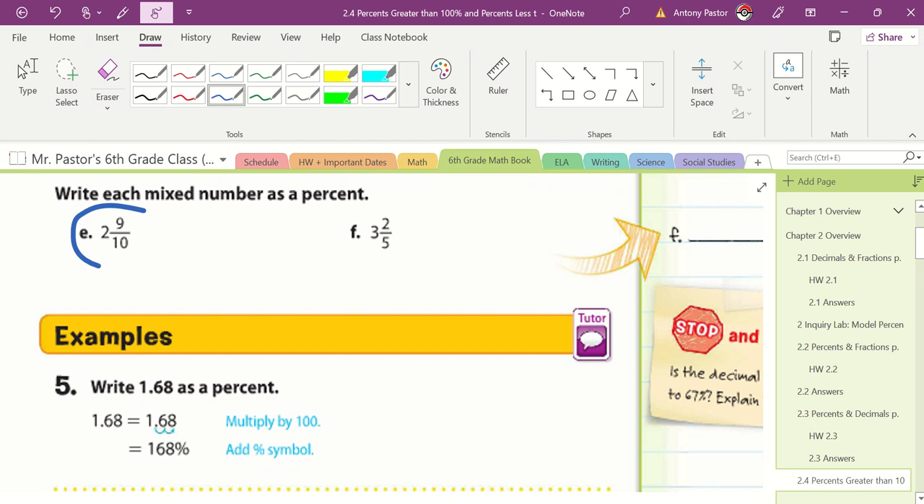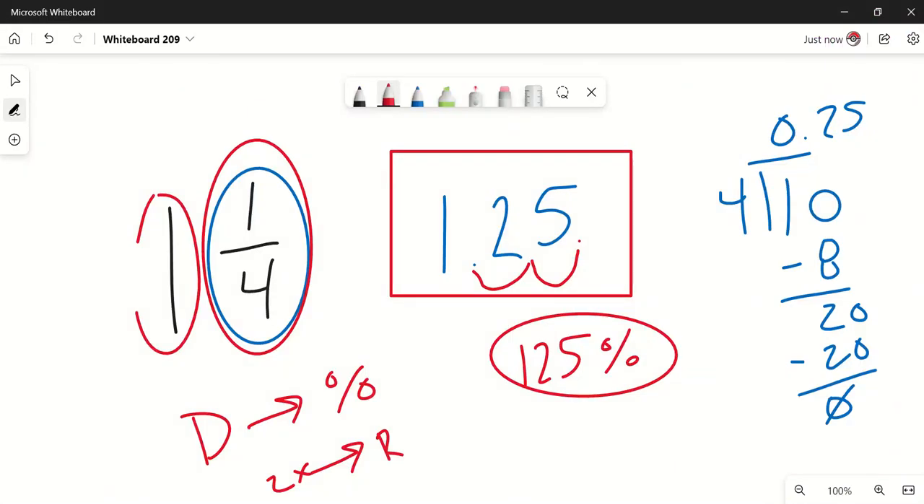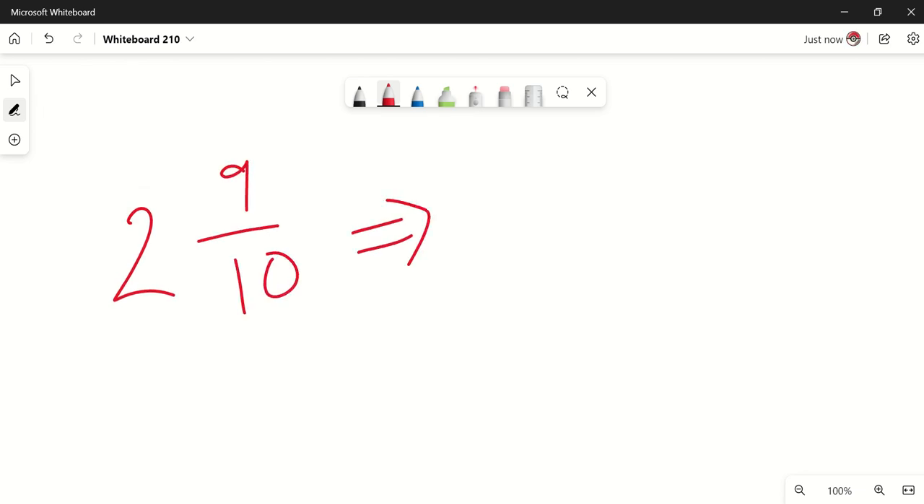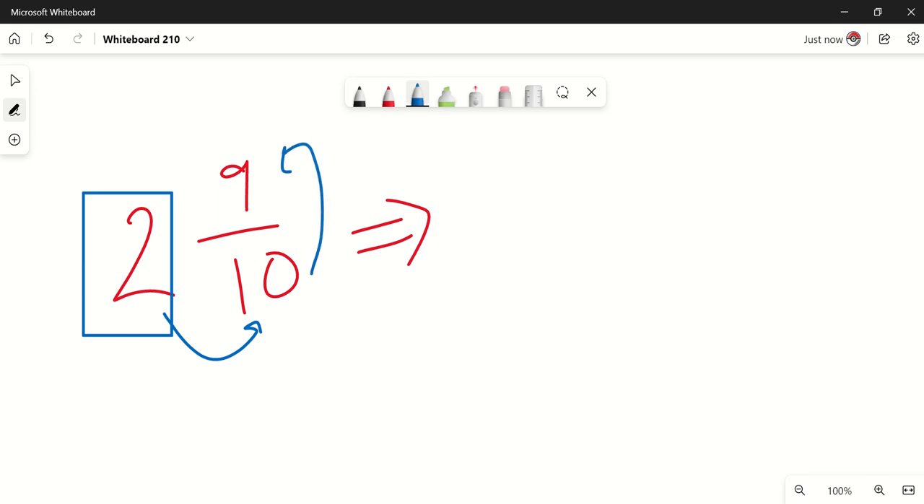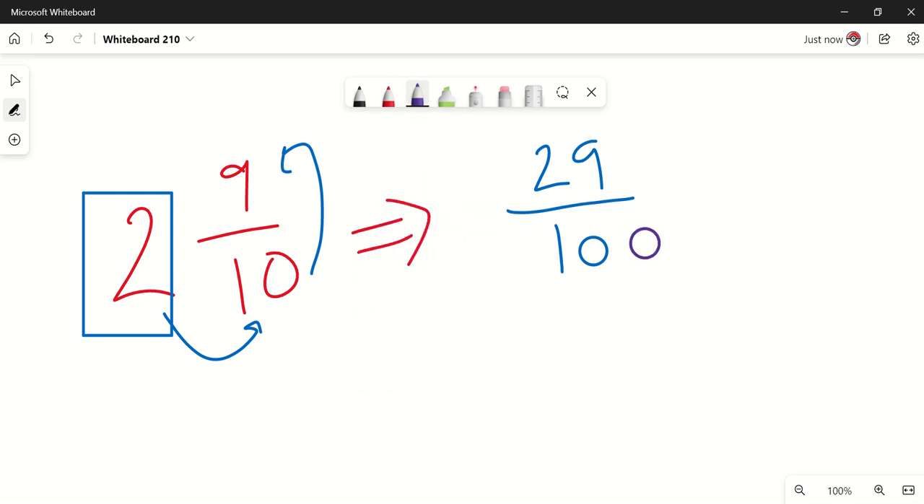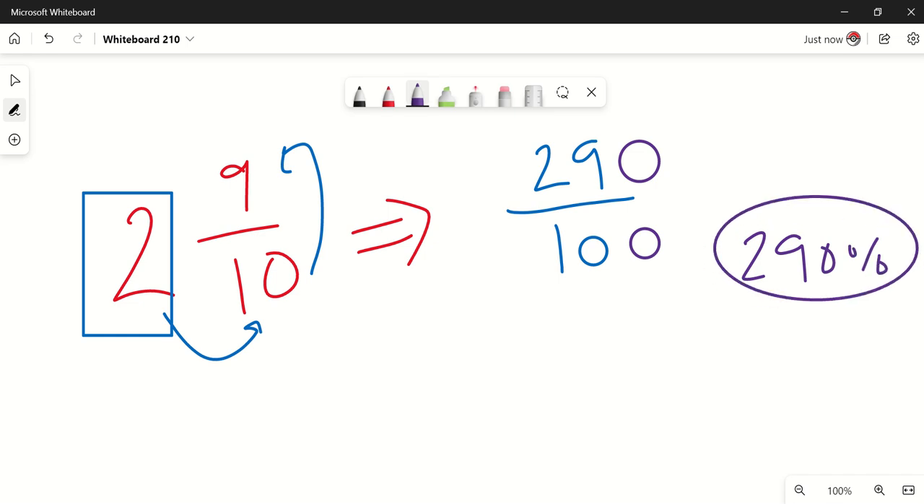2 9/10. Now, we can do what the book wanted us to do and turn this into an improper fraction and then solve it from there, which is completely fine. You would still do whole number times denominator, add it to the numerator. So our new mixed number is still going to be over 10. 2 times 10 would be 20, plus 9 would be 29 over 10. In order to make this over 100, we just need to multiply both of these by 10, aka annex a 0, 290%. That would have been fine.